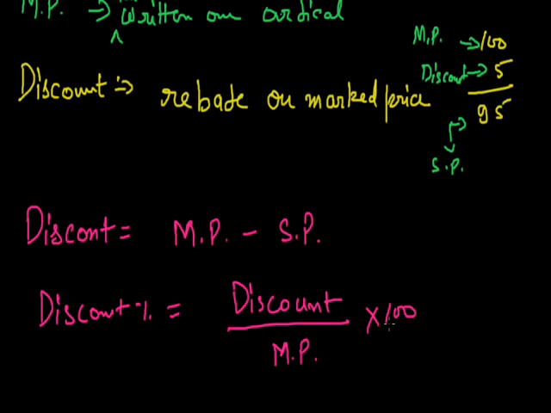It is the same as the loss. If you have to calculate loss, what we do is subtract selling price from the cost price, and to calculate the loss percent we divide the loss by the cost price. Here discount has taken the place of loss and the mark price has taken the place of the cost price, and to convert it into percentage we multiply it by 100.